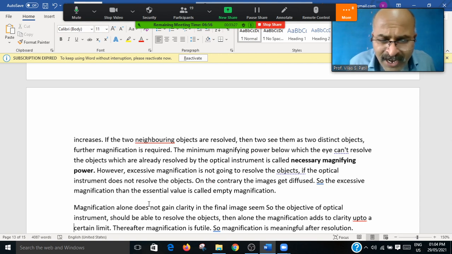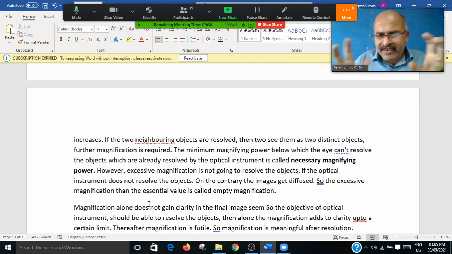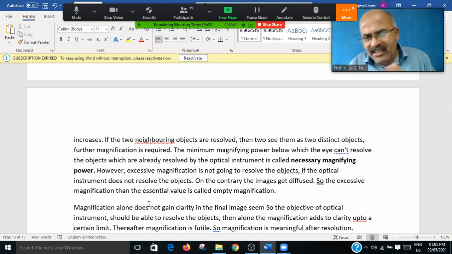The minimum magnifying power below which the eye can't resolve the object, and which is already resolved by the optical instrument, is called the necessary magnification. आहे ते मोठं करून बघणं, आहे ते वेगळं करून बघणं, या दोन वेगळ्या कन्सेप्ट आहेत. आपल्याला माहिती आहे रिझोल्युशन मध्ये जे आहे ते सेपरेट करायचं, डिस्टिंग्विश करायचं, ते डिस्टिंक्ट करायचं आणि पाहायचं, आणि इथं मात्र आहे ते एनलार्ज करायचं पाहिजे.